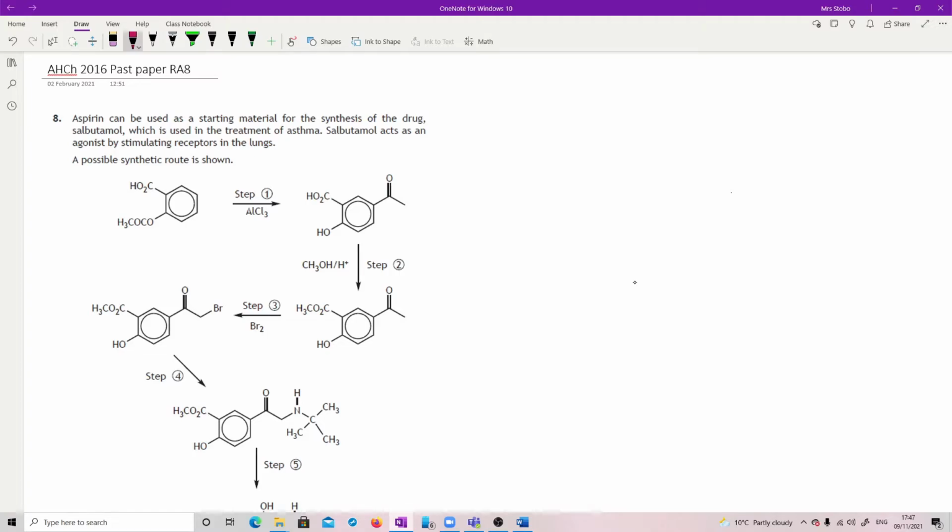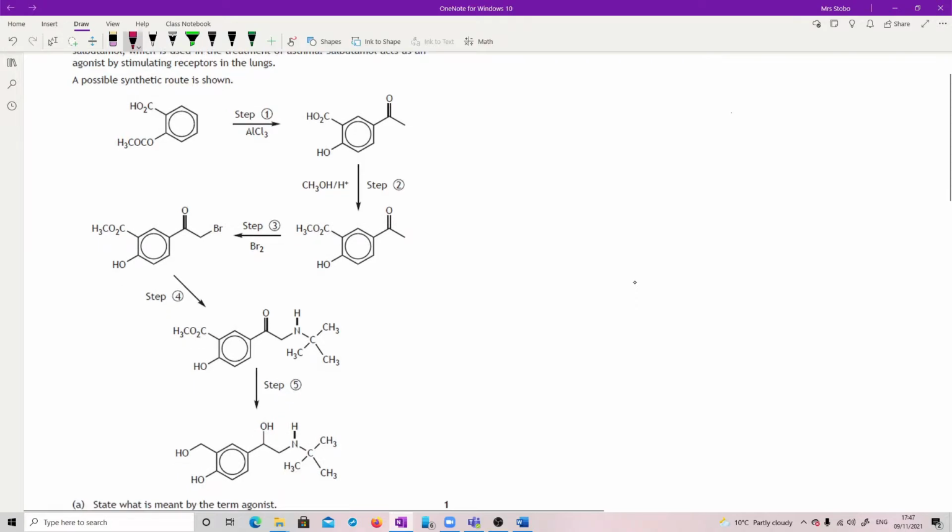Starting material. Okay, question 8. Aspirin can be used as a starting material for the synthesis of the drug salbutamol, which is used in the treatment of asthma. Salbutamol acts as an agonist by stimulating receptors in the lungs. A possible synthetic route is shown, so you've just got the route. You've got quite a few steps in here, 1, 2, 3, 4, 5 steps, and this is the salbutamol down the bottom.